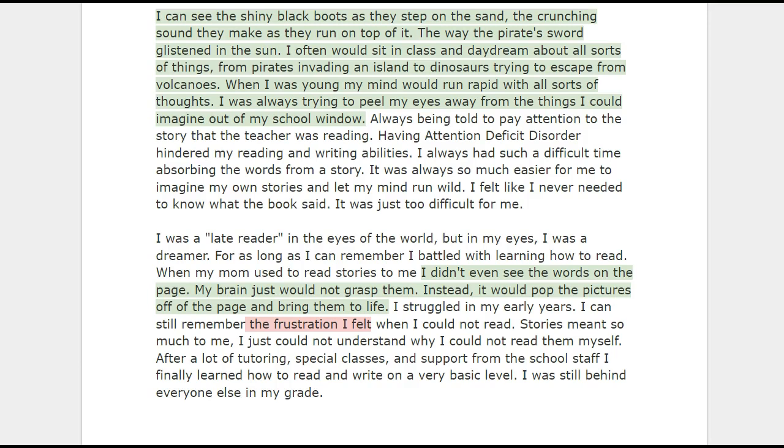I can still remember the frustration I felt when I could not read. The frustration I felt is a detail that has room for expansion. Questions that come to mind are, what types of feelings did you feel? Or what types of thoughts went through your head as you felt that frustration? Or how did that frustration manifest itself in your behaviors?